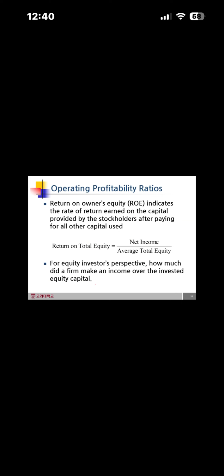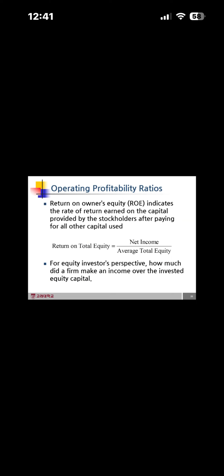such as return on equity, which we will talk about in the latter part. Okay, so this is the return on equity. ROE is a profitability ratio, but it's also a ratio that indicates a firm's efficiency.